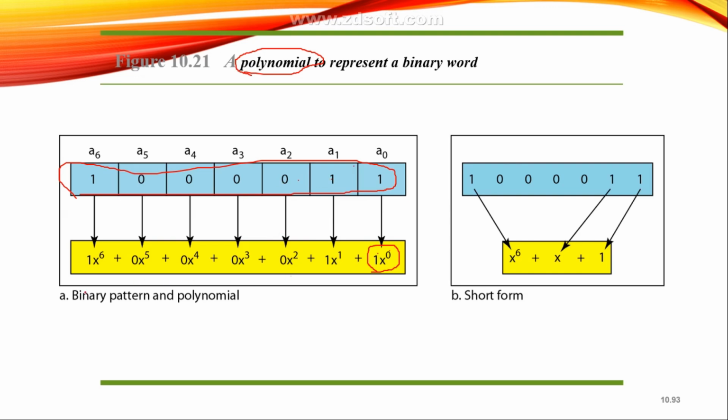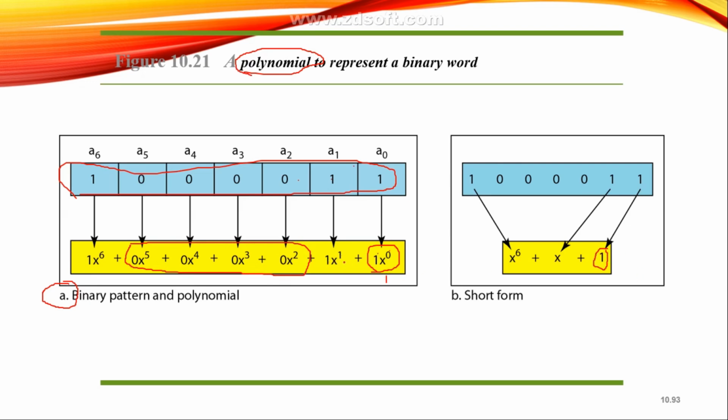In this figure, figure A, you can see how we represent a binary pattern in its polynomial form. This 1 is 1 into x raised to 0, again 1 into x raised to 1. Now its value is 0, so the coefficient is 0: 0 into x raised to 2, 0 into x raised to 3, 0 into x raised to 4, 0 into x raised to 5, and the last is 1, so 1 into x raised to 6. We know that anything raised to 0 is 1. So 1 into 1 is 1.